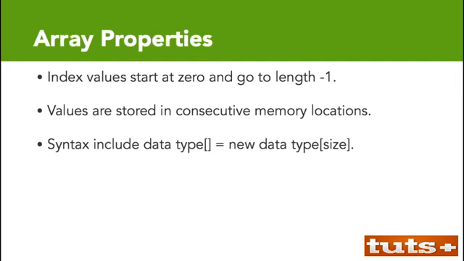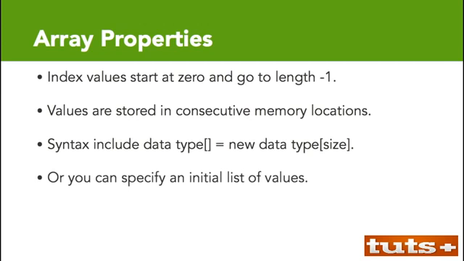The syntax for an array includes the data type and 2 square brackets equals a new data type, a square bracket with the size, and a closed square bracket. Or you can specify an initial list of values to be included in the array, and the size will be calculated automatically. There is one caution: beware of the out-of-bounds error.